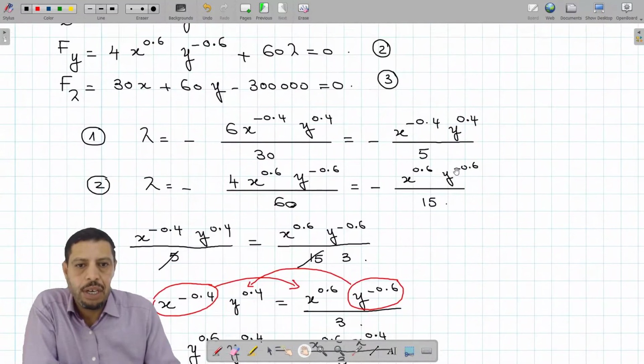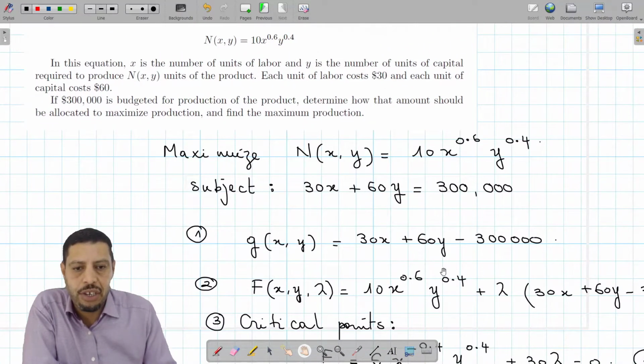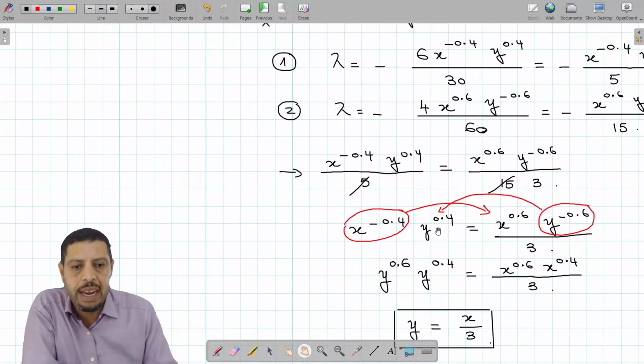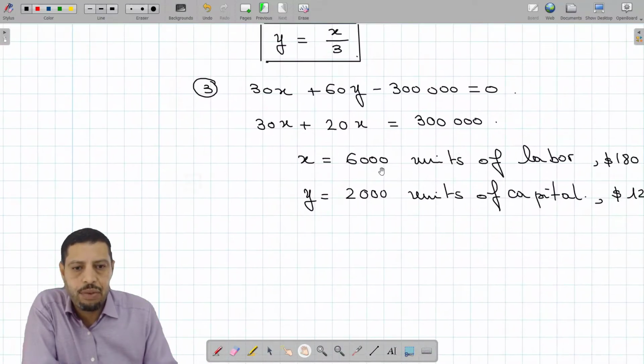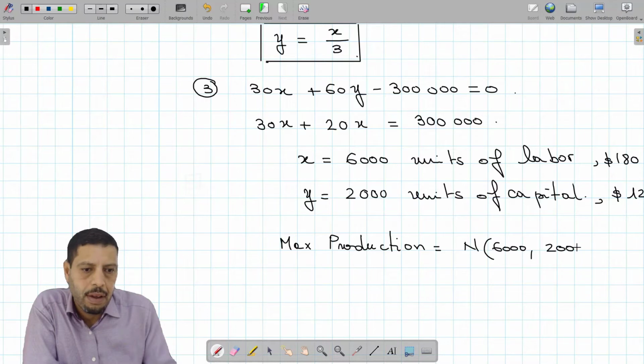The second part of the question is find the maximum production. Of course, the maximum production will be N of X and Y, which were found here. So here the maximum production is equal to N of 6,000 for X, 2,000 for Y, and you can, of course, compute it and get your maximum production.